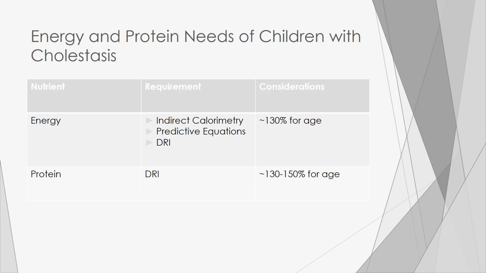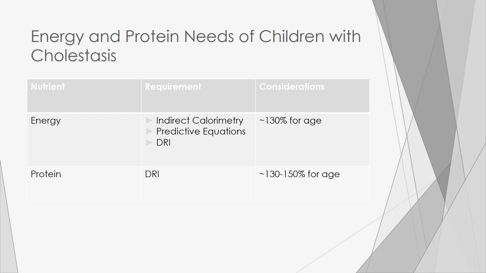How should you approach nutrition support of children with cholestasis? You will want to start by estimating energy and protein needs. For energy needs, requirement depends on resting energy expenditure, REE, activity level, and severity of maldigestion and malabsorption. Indirect calorimetry is the gold standard for estimating REE, however, is not widely available. Therefore, predictive equations, or the dietary reference intake, DRI for age, should be used for baseline requirements.